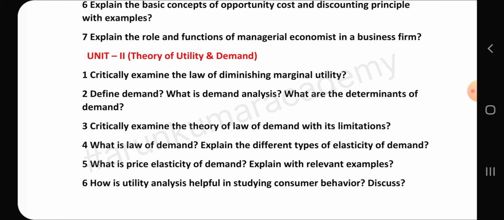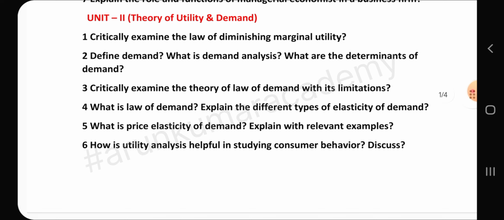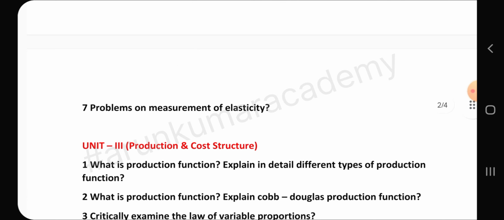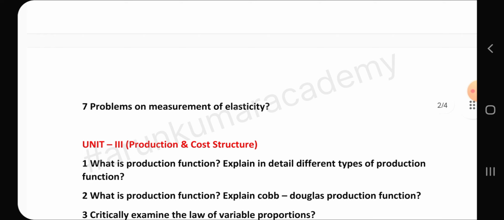Then what is law of demand? Explain the different types of elasticity of demand. Then what is price elasticity of demand? Explain with relevant examples. How is utility analysis helpful in studying consumer behavior? Discuss. Then here you might be getting some problems on measurement of elasticity also. So please practice that problems on elasticity.